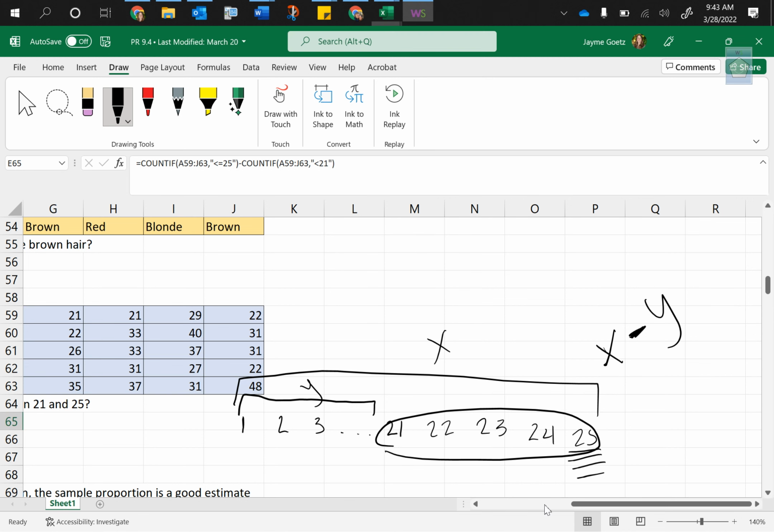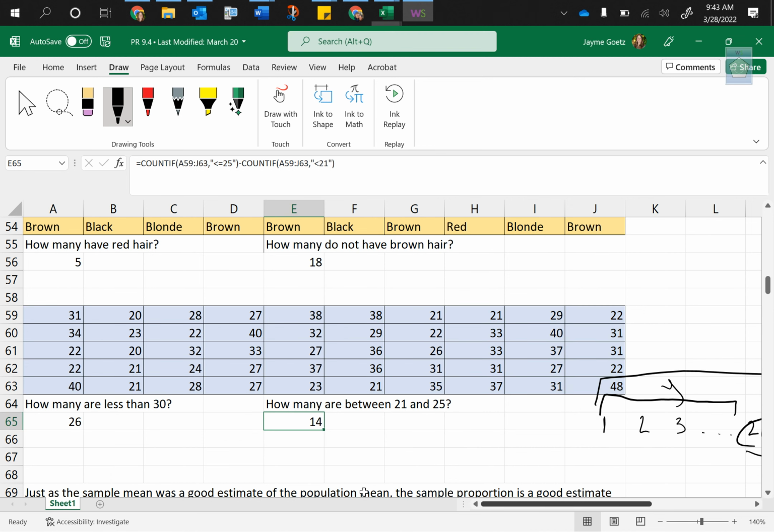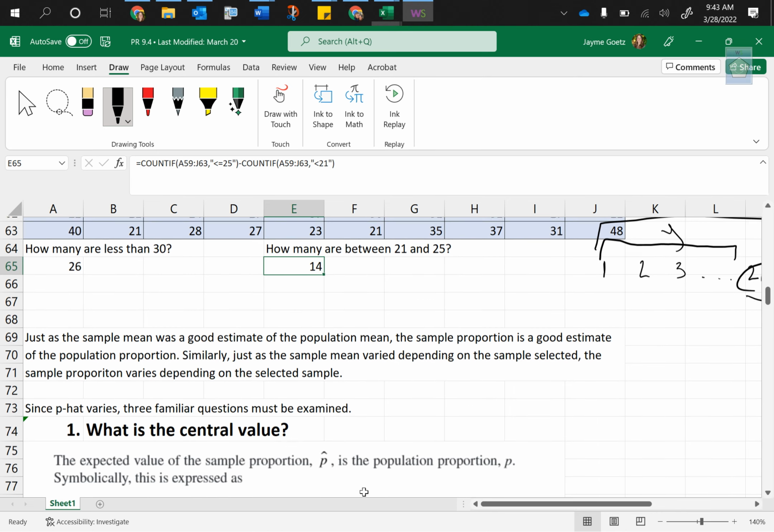So the COUNTIF function can definitely be used to make some of your work go faster, so you don't have to sit there and be like, well, how many of these do I have? How many of these do I have? How many of these do I have? That would have made it a lot faster.